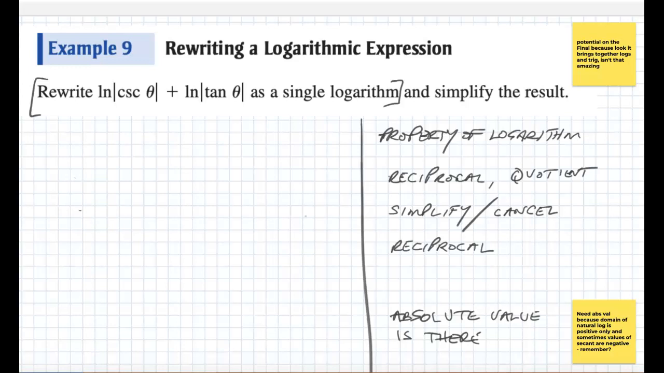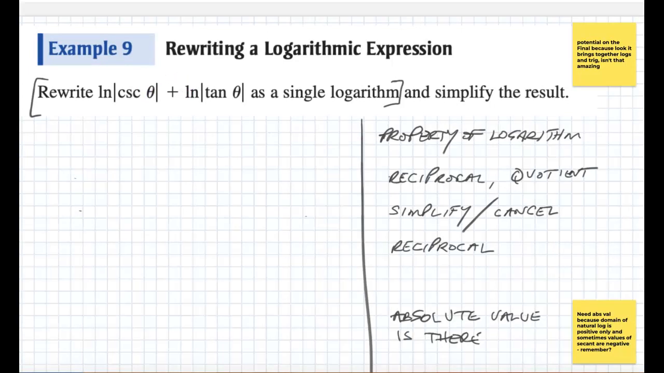First and foremost, the property of logs that you should recall is if I'm adding together natural log expressions, then I can perform multiplication, right? So you've got cosecant theta and tan theta that can be put together.